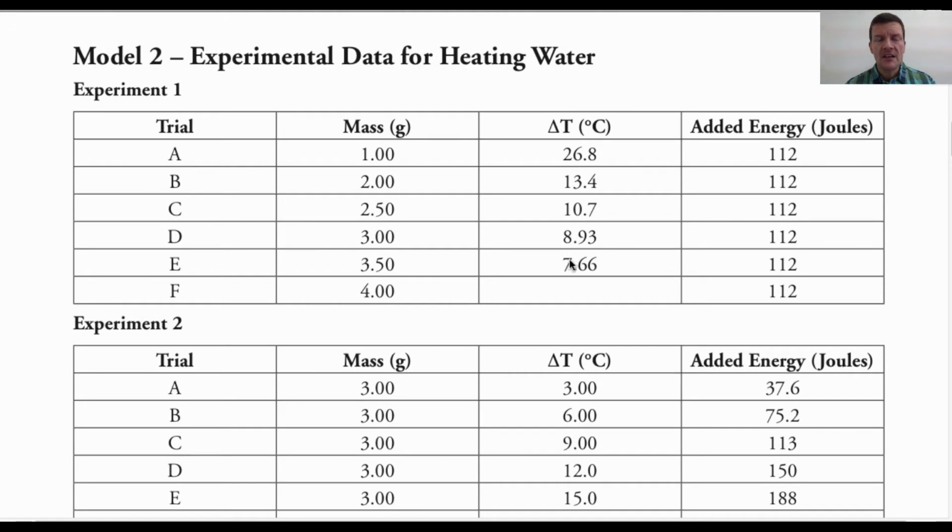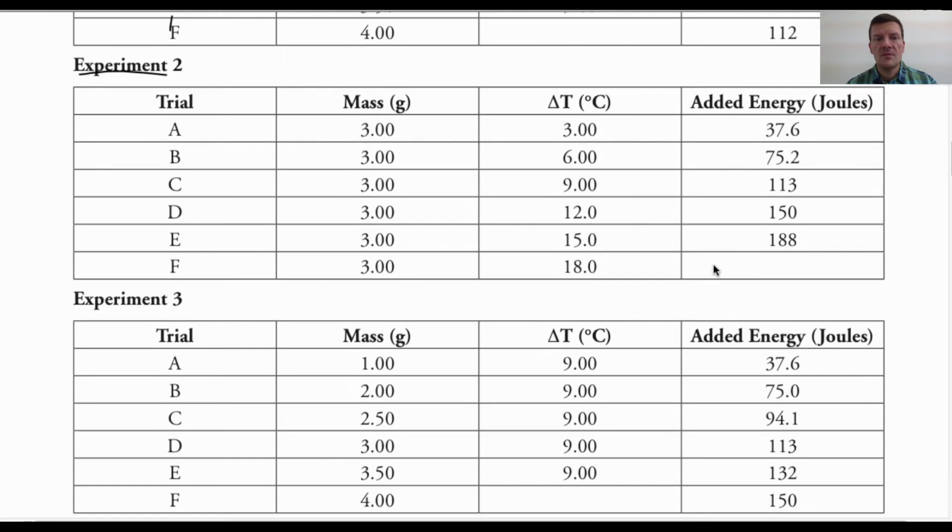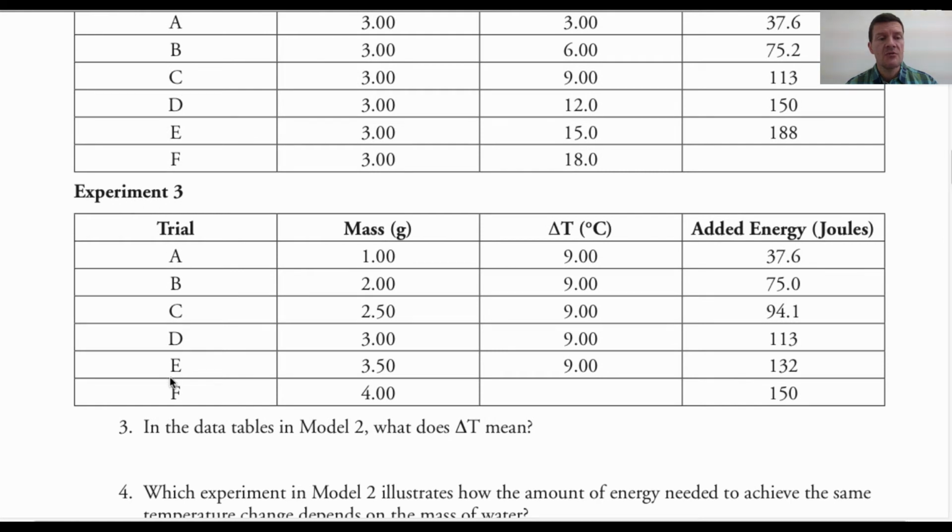So now we actually are going to see the data that was collected as a result of this heating experiment. So experiment 1, experiment 2, we have these different trials, A through F, mass here, 1 through 4, change in temperature, added joules of energy here. And down here, experiment 2, we've got trials A through F. The mass is not changing, temperature change and added joules are changing. Okay? And here, experiment 3, trials A through F. Mass is changing, temperature is not, and added energy is changing.